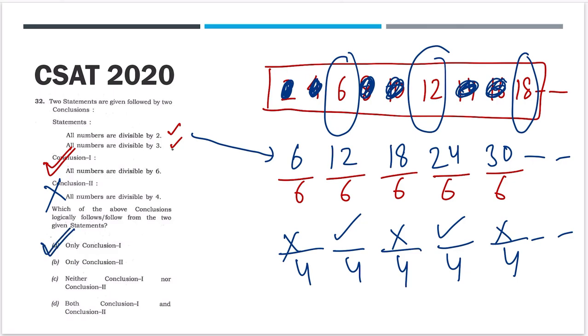Right? So you can check the other options. B cannot be true, neither 1 nor 2, no. That could not be true. And both 1 and 2 are correct, no, that is also not correct. So the answer is option A.